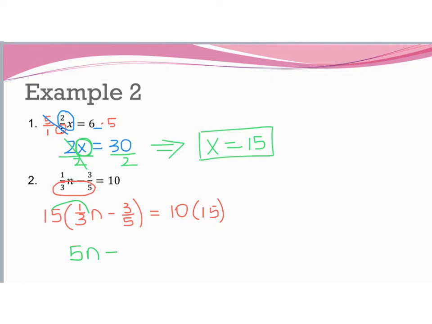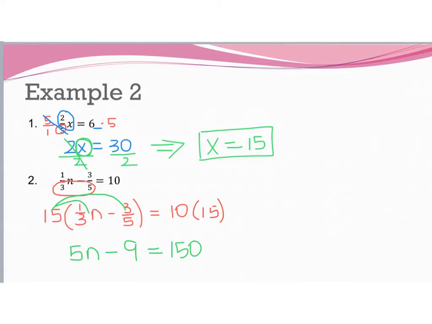I'm going to subtract, and then I have 15 times 3/5. Well, 15 times 3/5 is actually going to give me 9. So I'm left with 5n minus 9 equals 10 times 15, which will give me 150. Now this looks way simpler and I have no fractions to deal with. So now I can go ahead and go about getting my variable by itself.